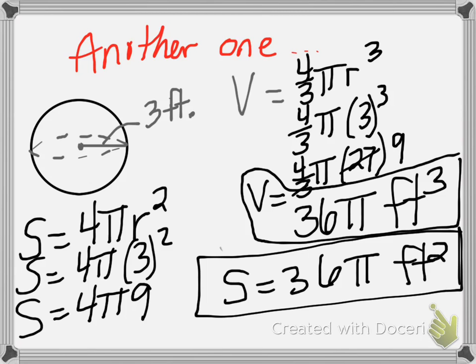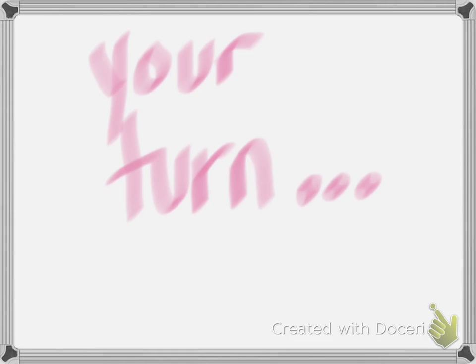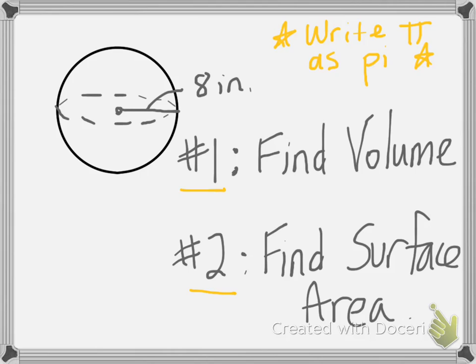same. That is not always true. The surface area and the volume are not necessarily the same. But in this example, they were exactly the same. The only difference is in the units, feet cubed or feet squared. How funny. All right, your turn.